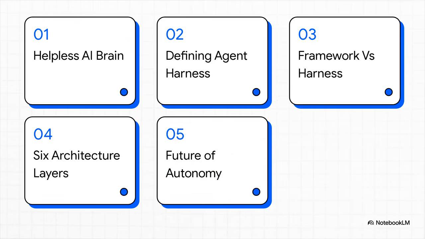Here is the roadmap for how we'll unpack this today. We're going to cover the helpless AI brain, defining the agent harness, how frameworks compare to harnesses, the 6 architectural layers, and finally, the future of autonomy. Let's get right into it.